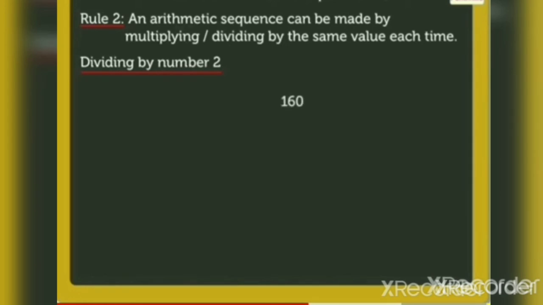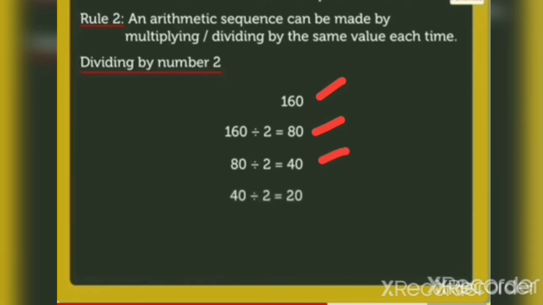Let us start with 160. First of all we will divide 160 by 2. So 160 divided by 2 is equal to 80. So we will get 80. Now again divide 80 by 2. So 80 divided by 2, 40. Now again 40 divided by 2, 20. Again 20 divided by 2, 10. Then 10 divided by 2, 5.